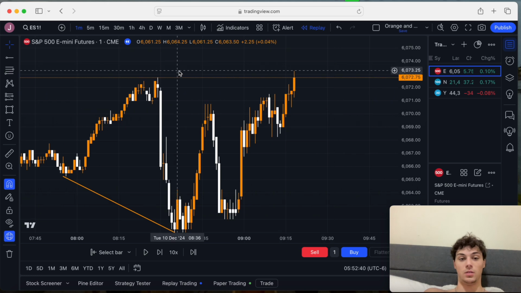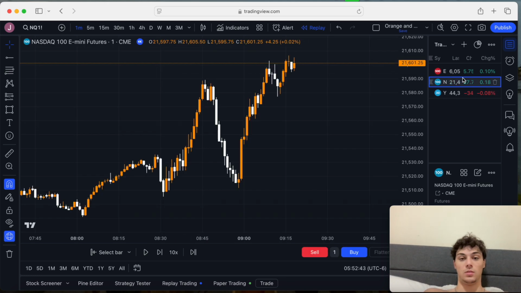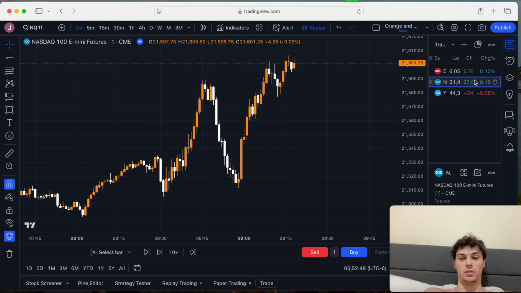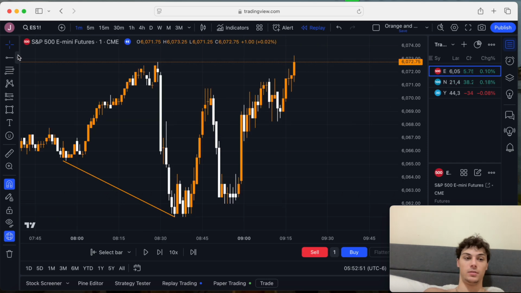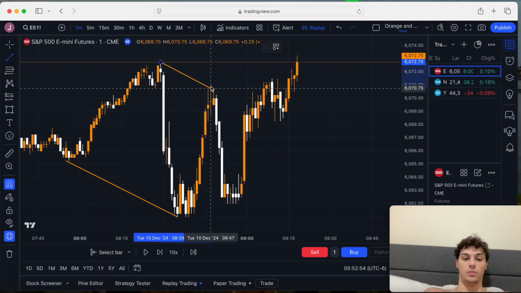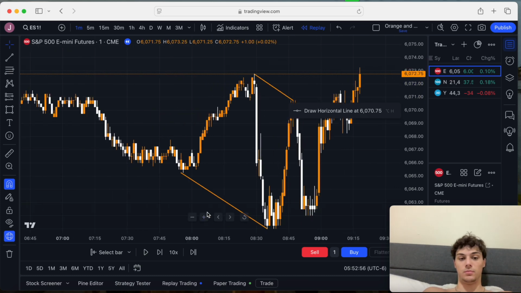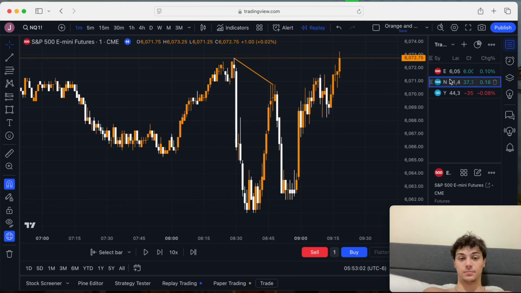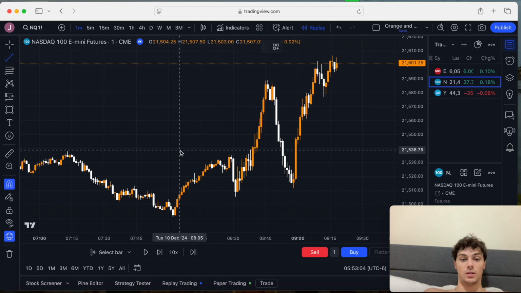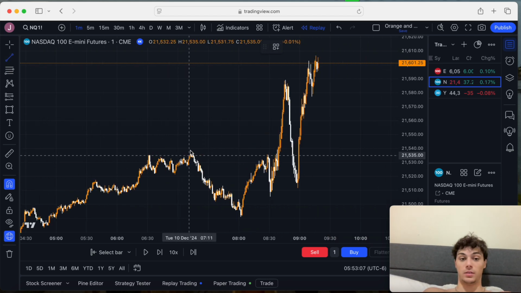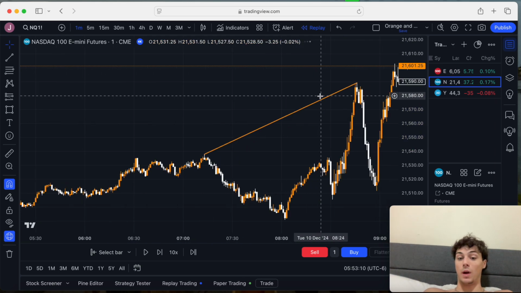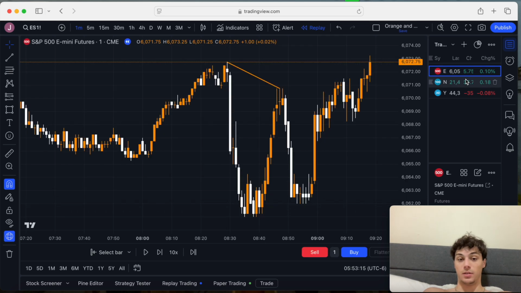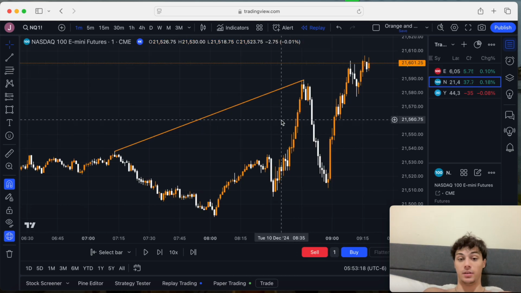So it's like here. 49. What do we got right here? S&P's lower. Like, literally, NASDAQ is way higher. So we already have an SMT divergence right here. Like, a big time SMT divergence.